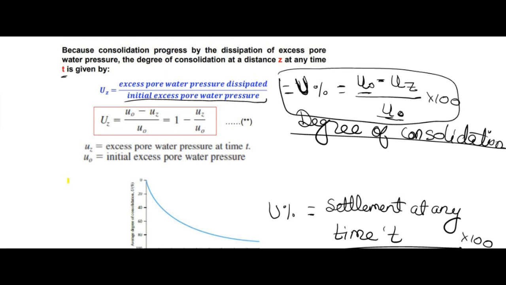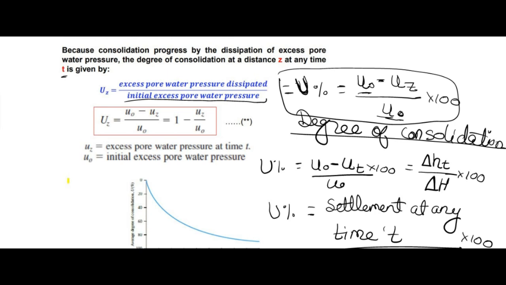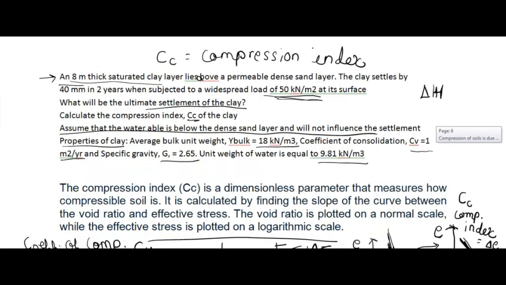So there are two ways of finding the degree of consolidation: that is by u0 minus u after a certain time t, by u0, into 100. You can also find it from the settlement at a given time divided by the total consolidation settlement, into 100. This way we can find the degree of consolidation.